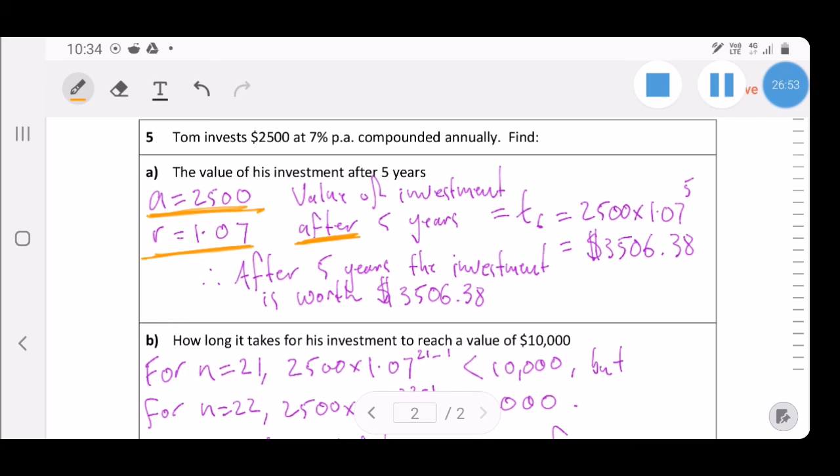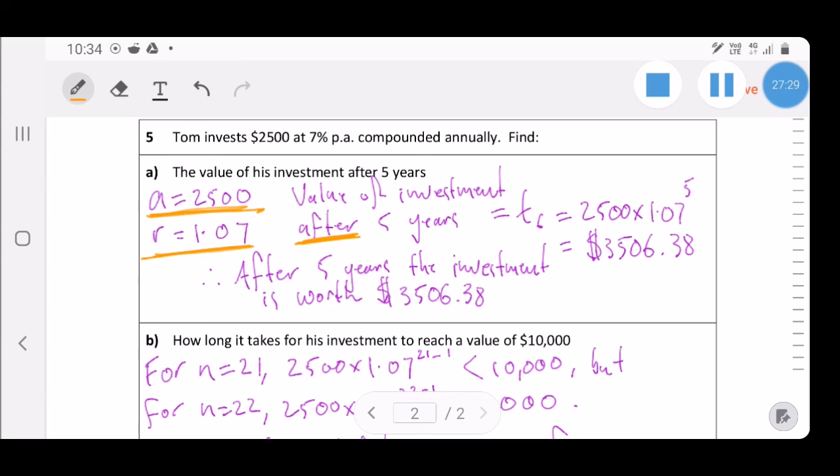Term 5 is between 4 and 5 years. And term 6 is between 5 and 6 years. So term 6 is the amount that he has from the start of the 5th year to the end of the 5th year, when the 6th year starts. So after 5 years exactly, we are looking for the 6th term.